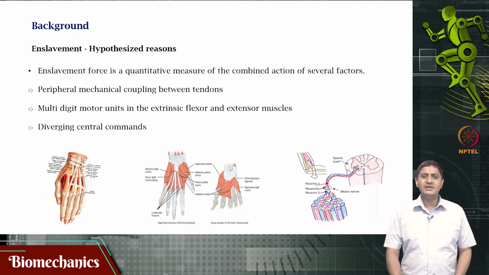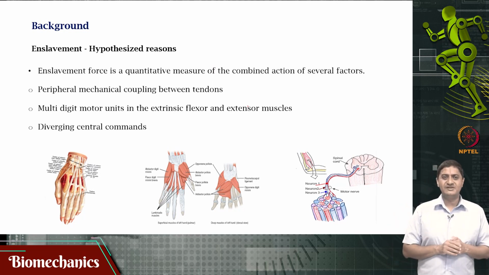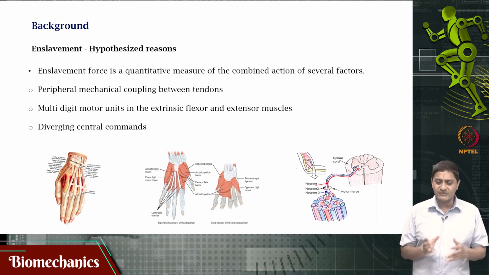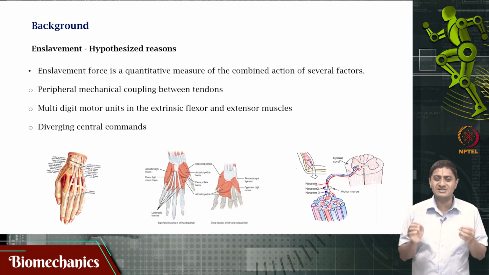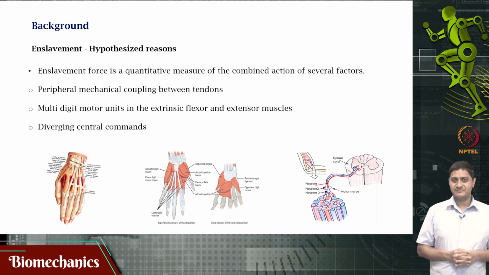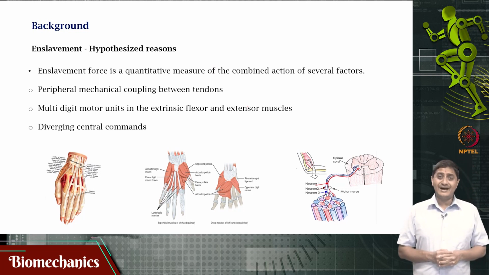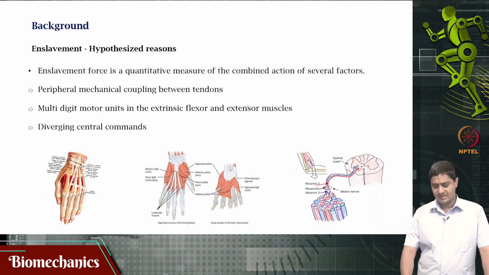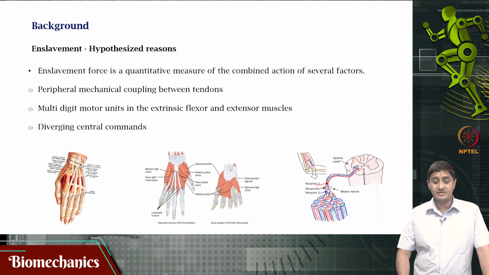One is that there can be mechanical coupling between tendons. There can be shear force transmission between tendons and other such things. When one tendon is moving, the other tendon is also moving purely because of mechanical reasons. Mechanical coupling between tendons, that is one possibility. The other possibility is the existence of multi-digit motor units in the extrinsic flexors and extensors of the hand. This is what is multi-digit, multi-finger.